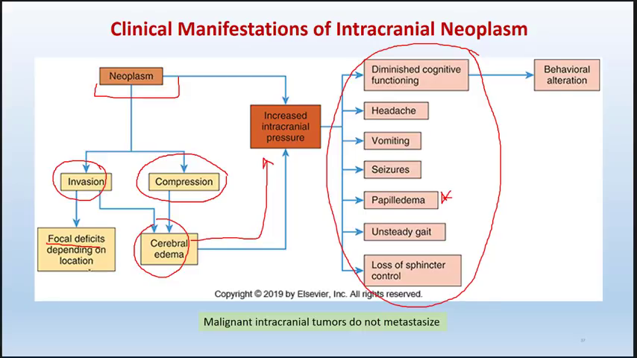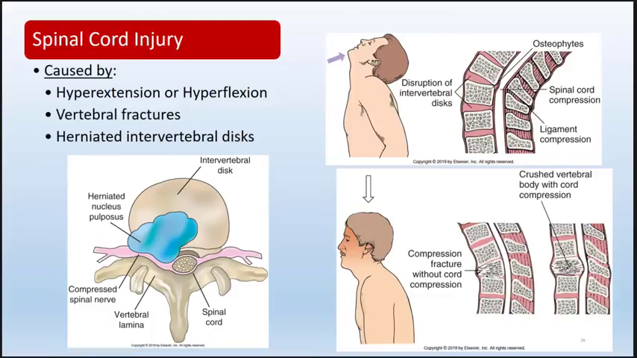And of interesting note, and there's still a fair amount of uncertainty as to why this is, malignant intracranial tumors do not metastasize to other areas of the body, whereas we know that malignant tumors throughout the body, whether it's skin cancer or breast cancer or lung cancer, can metastasize to other areas of the body, but intracranial malignant tumors do not metastasize.